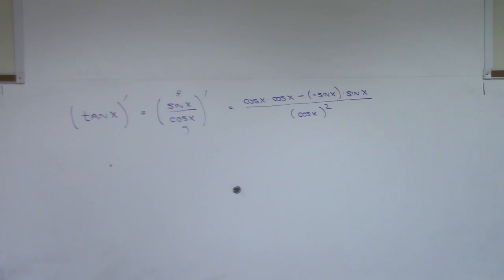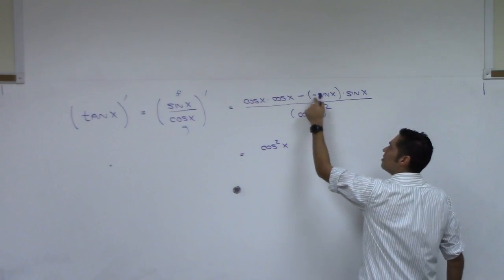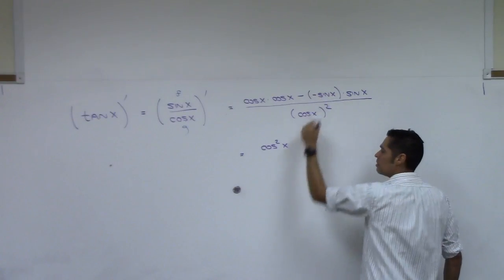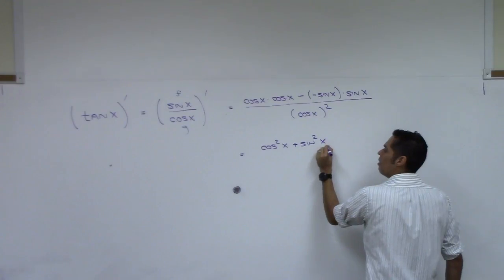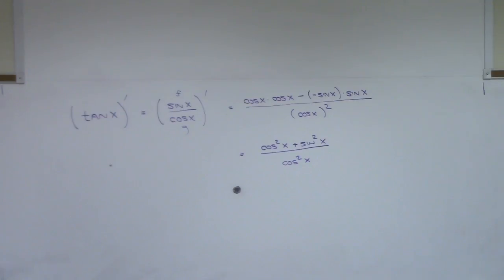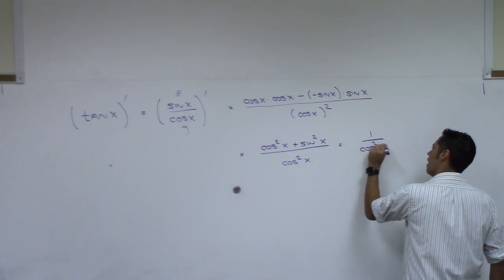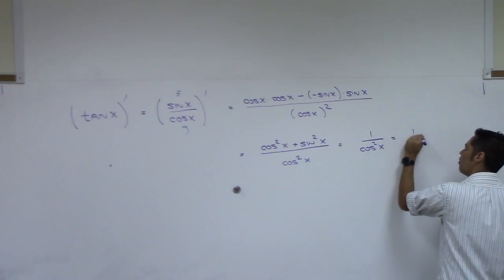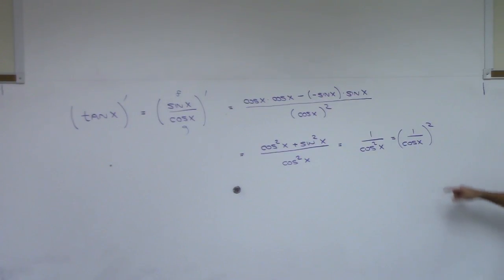And do y'all recognize the numerator? That's cosine squared x, minus minus is plus, plus sine x times sine x is sine squared x, all over cosine squared x. Now do you recognize the numerator? That's the all-important Pythagorean identity. Sine squared x plus cosine squared x is 1. So the top is really 1 over cosine squared x, but that's the same as 1 over cosine x, that entire quantity squared. Let's make sure you understand this.